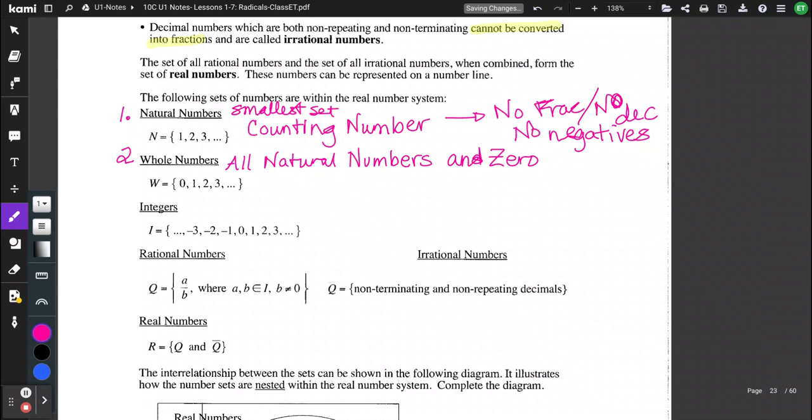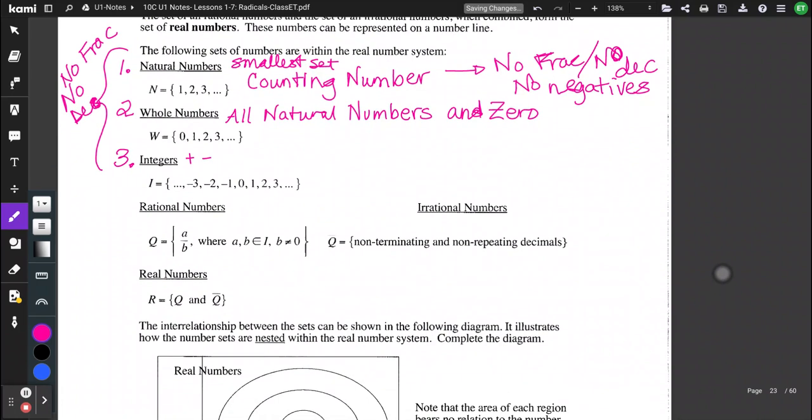The integers is our third set. There's more numbers in the integers because the integers open up the negative side of our number line. So our integers are positive and negative whole numbers. In the first 3 sets, all 3 sets here, there are no fractions, no decimals, none. No fractions and no decimals in the first 3 sets.